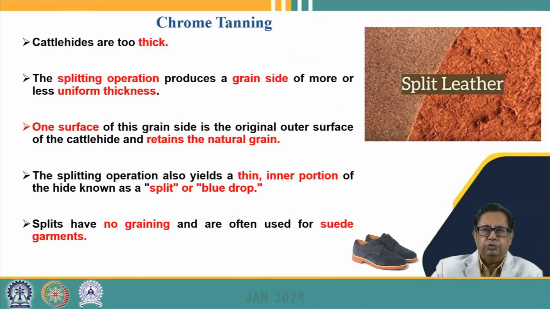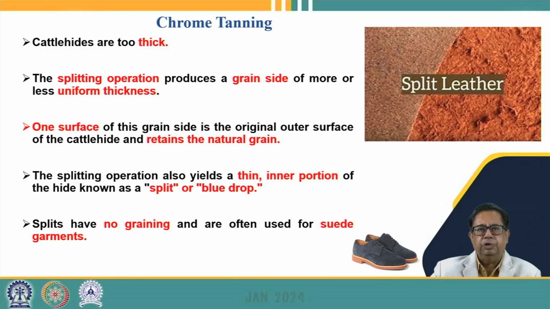So after the chrome tanning process, since the cattle hides are too thick, we try to split them. That is, we try to remove the upper portion and the lower portion so that we can get a leather of uniform thickness and lower thickness, which results from the splitting of the hides. So, for example, it will produce two surfaces.